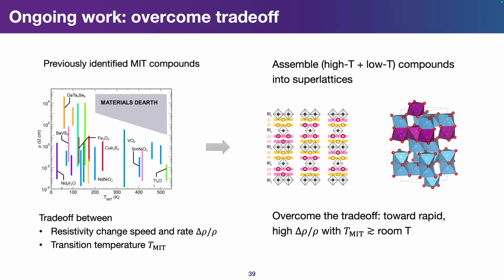So we want to get a rapid resistivity change with a high change rate, and also a transition temperature above but close to room temperature, so that it's useful in a device.